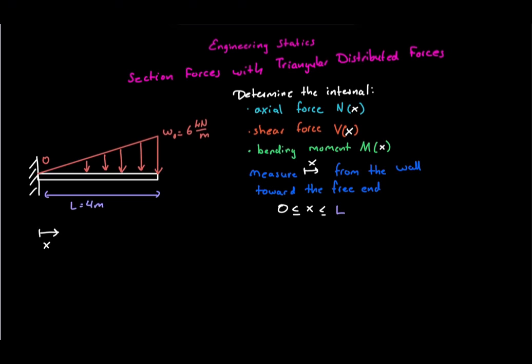Today we determine the internal forces in a cantilever beam carrying a linearly varying distributed load. The beam is 4 meters long. The load intensity is 0 at the wall and increases linearly until it reaches 6 kilonewtons per meter at the free end. We measure x from the wall toward the free end.